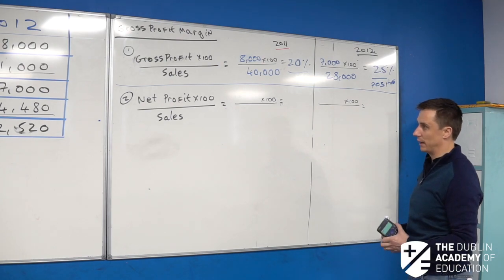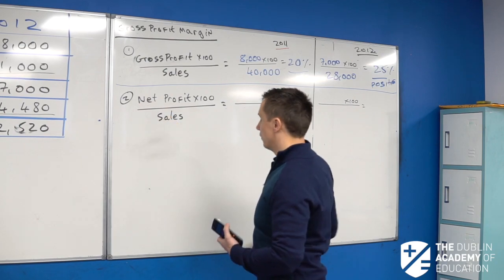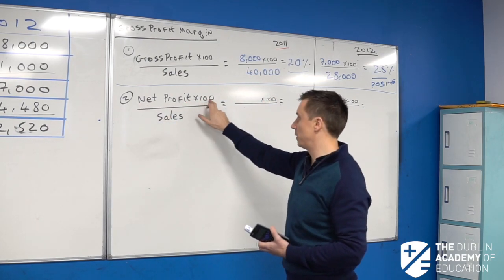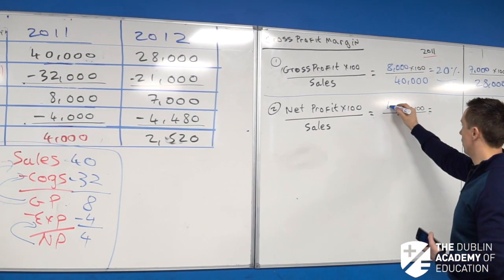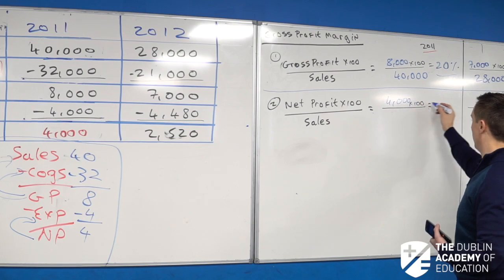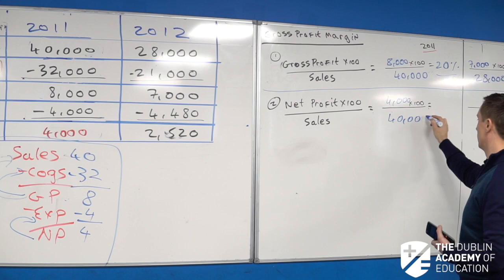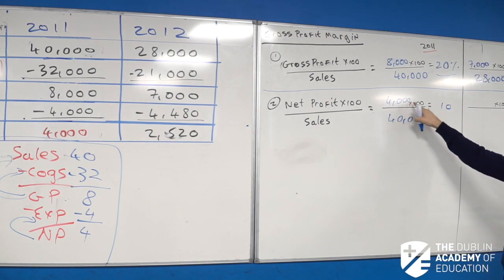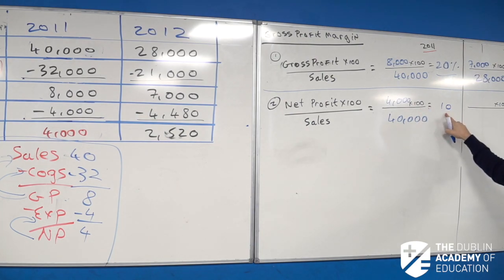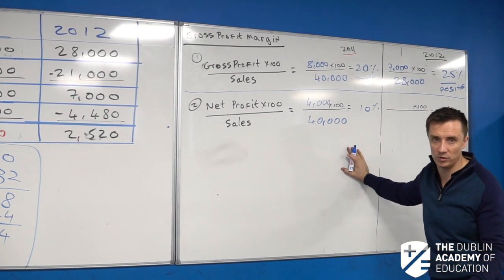Right, let's look over the next one then. We'll do the net profit margin now, the second one. The formula for net profit margin is net profit multiplied by 100 divided by our sales. If we look there for 2011, net profit was 4,000, multiply that by 100, and then we divide it by our sales, which was 40,000. You do the calculations there, guys, you're going to get 10 in your calculator. You put that as 10%. Just get into the habit, make sure you always put those things in as 10%.